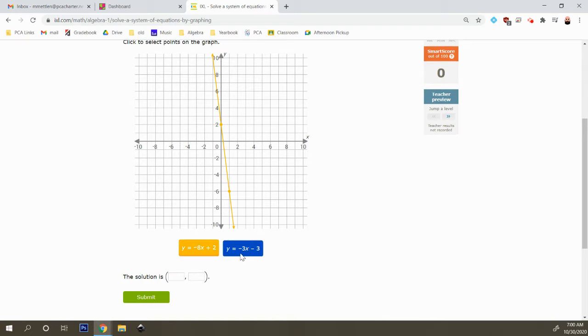I'm going to click and select this blue one. It has a y-intercept of -3. So we're going to go to the middle, go down 1, 2, 3 from a y-intercept of -3. It also has a slope of -3. And that needs to be a fraction again, so we're going to put it over 1. So -3 means I will go down 1, 2, 3, and then over 1, and click.